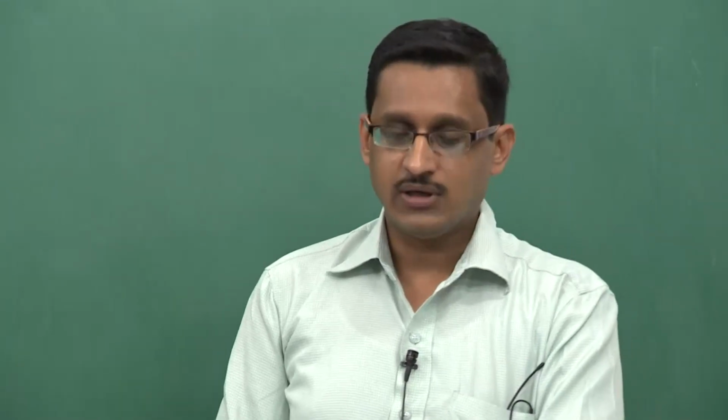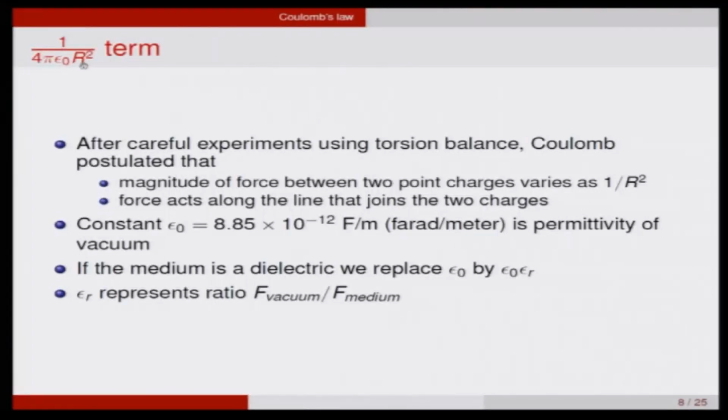So, let us come to another term, which is 1 by 4 pi epsilon 0 r square. Here you can split this up into two terms, 1 by 4 pi epsilon 0 and 1 by r square. The 1 by r square factor was postulated from experiments after Charles Coulomb performed a number of careful experiments using what is called a torsion balance, which he himself discovered, and he postulated that the magnitude of the force between two point charges varies as 1 by r square. This is the inverse square law, very similar to the gravitational law.